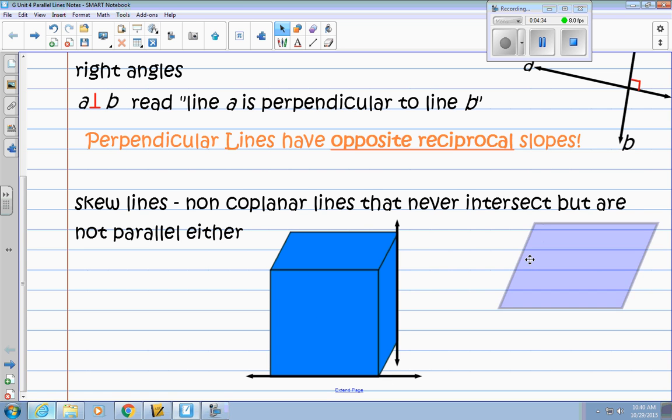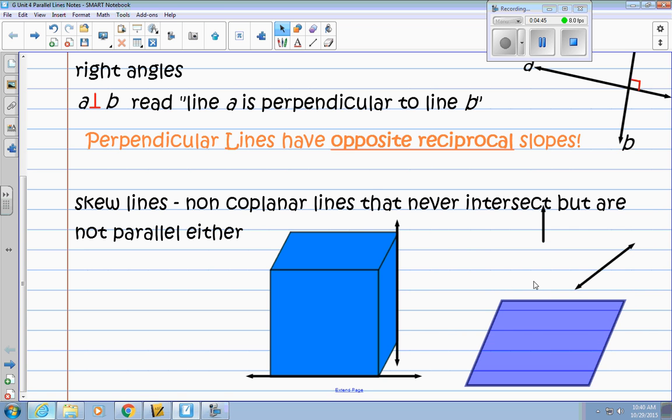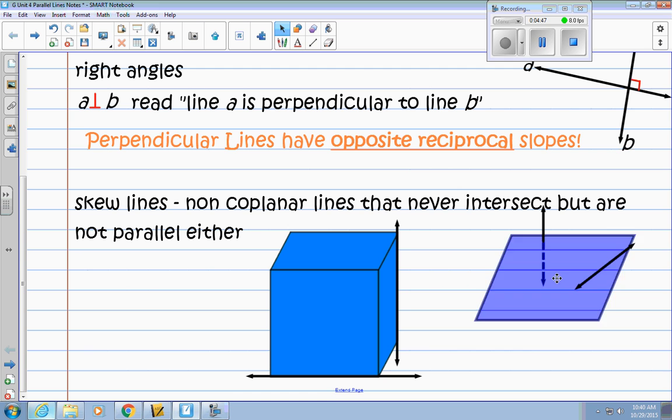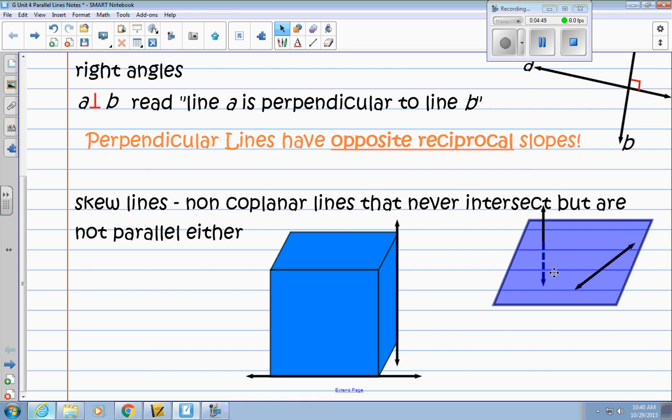We could also illustrate it in this way. If we have a plane, we have a line that intersects through the plane like that, and we have a line that's resting on top of the plane, these would also not ever intersect. And that's it.